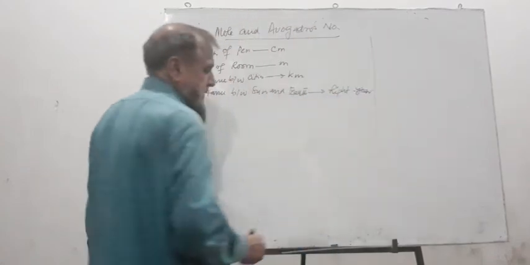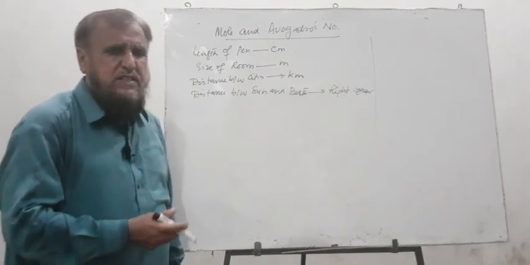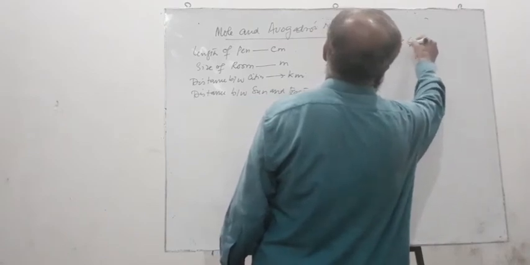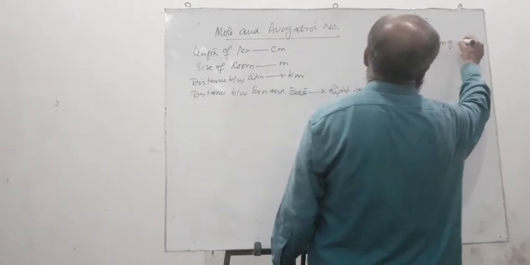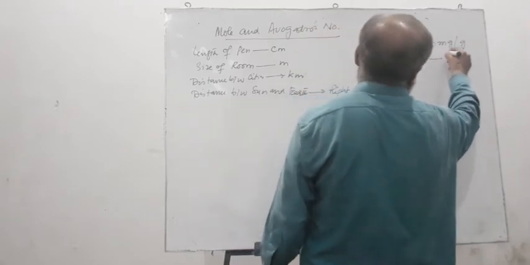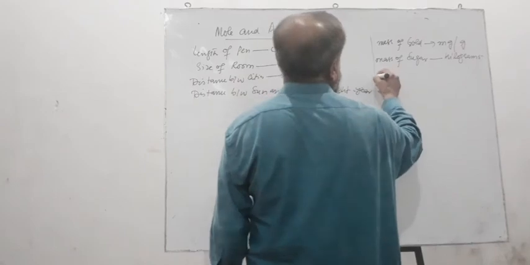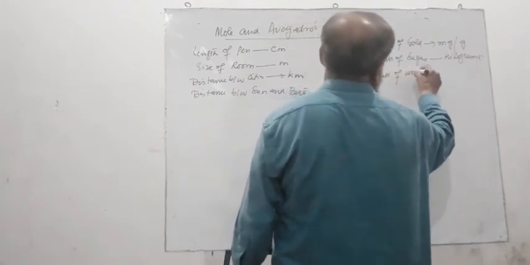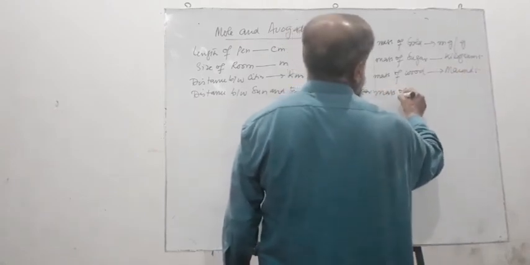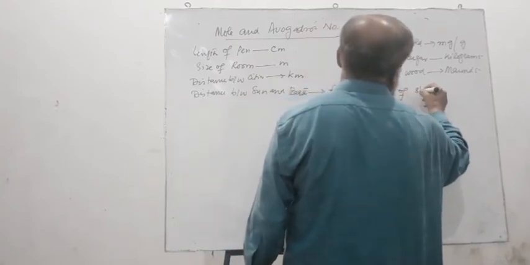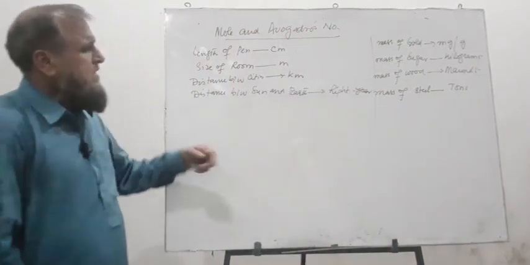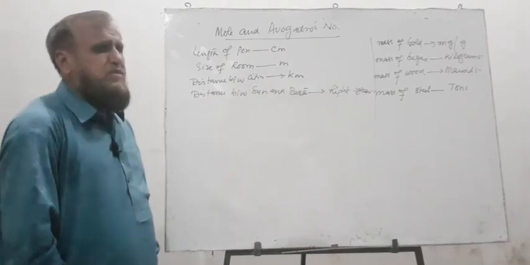Similarly, when we come towards mass, as the size of the quantity increases, the unit also increases. For example, the mass of gold is expressed in milligrams or grams. The mass of sugar is expressed in kilograms. The mass of wood or coal is expressed in quintals. The mass of steel is usually expressed in tons. It shows that as the size of the quantity increases, we use larger units.